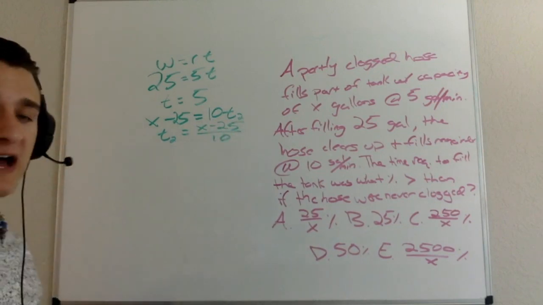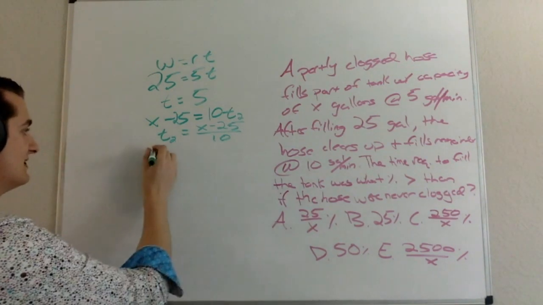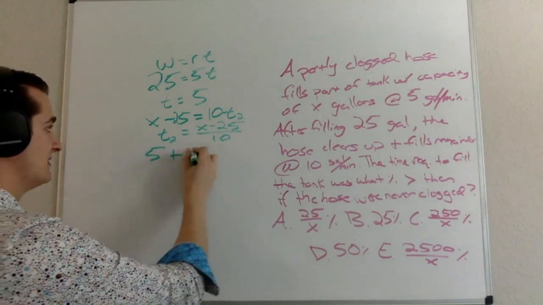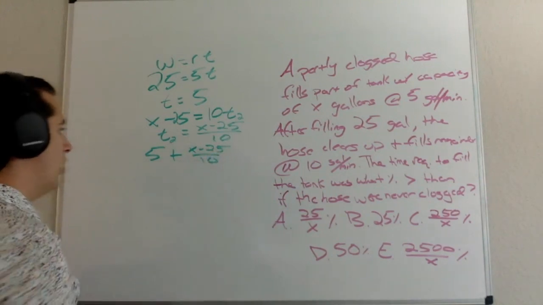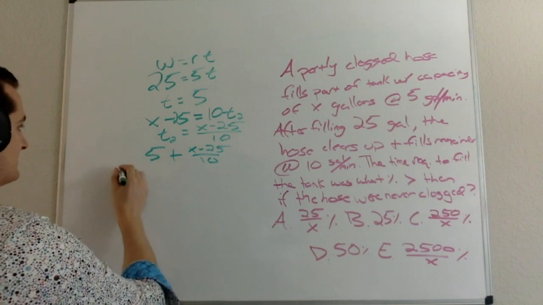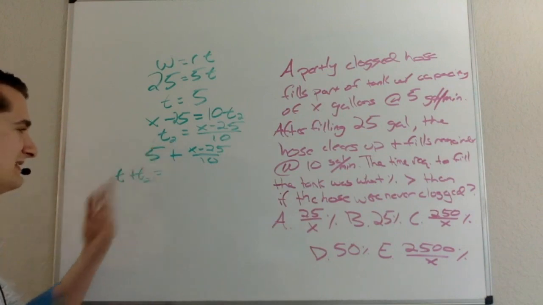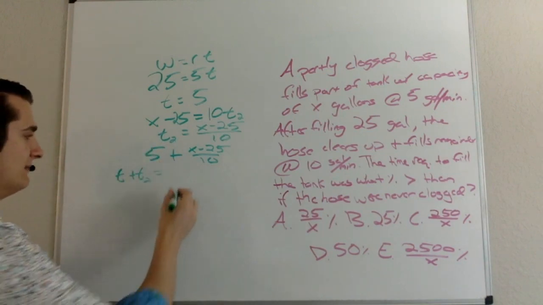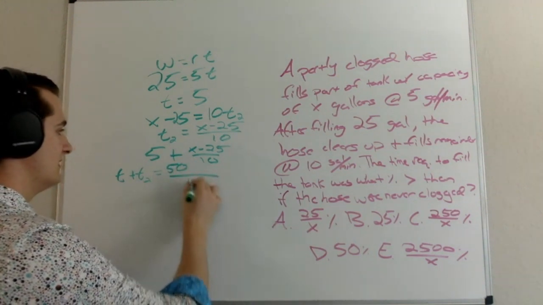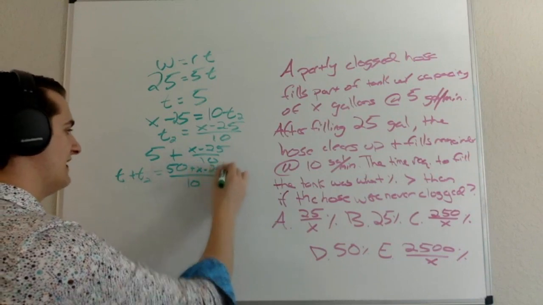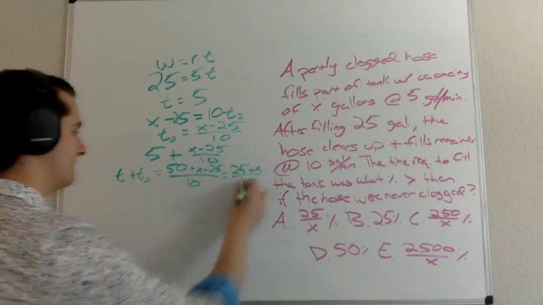From here, I know that the total time to fill the tank, given that the hose was clogged, is 5 plus (X minus 25) over 10. Or I can simplify: my initial time plus that second time is going to be equal to, making a common denominator, multiplying the top and the bottom by 10, 50 over 10, plus (X minus 25) over 10, or (25 plus X) over 10.